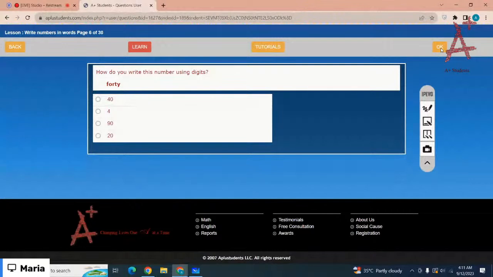Which is the correct option? Yes, the correct option is option number 1. You have to write as 4 and 0. 40, option 1 is the correct option.